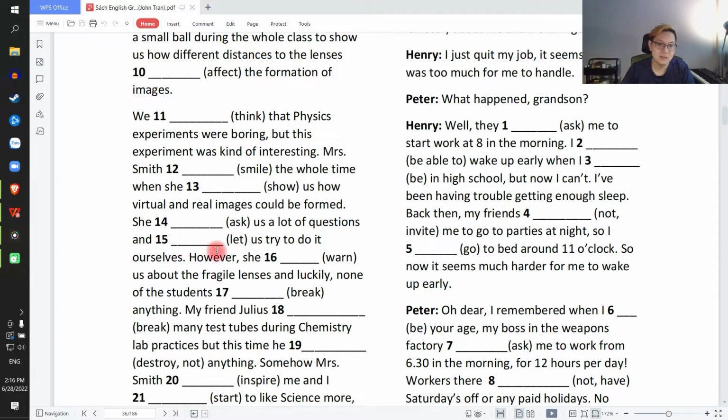Let. However, she warned us about the fragile lenses, and luckily none of the students broke anything.